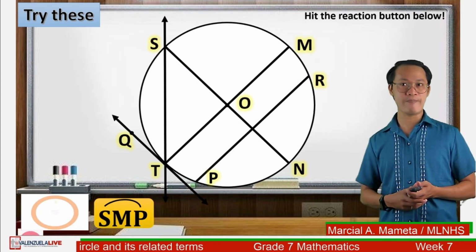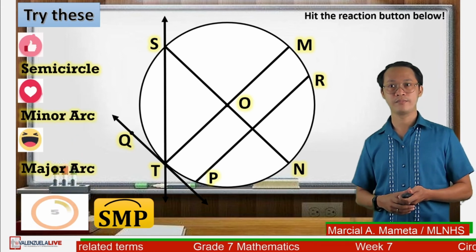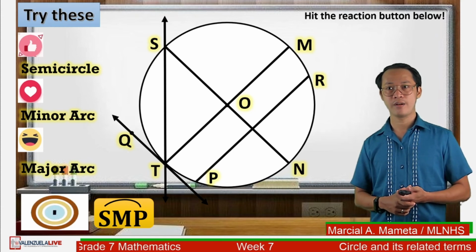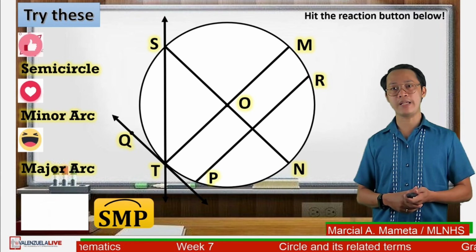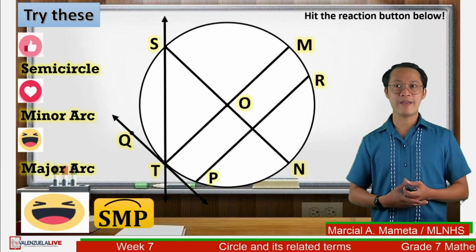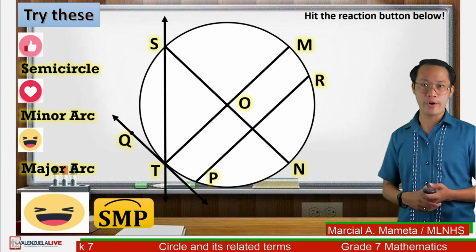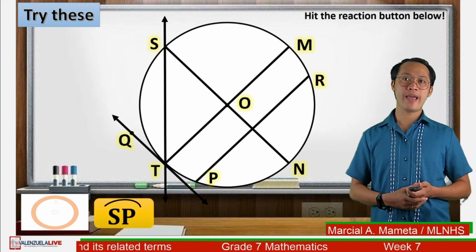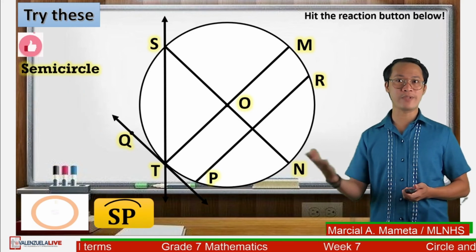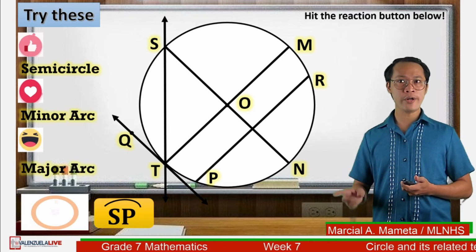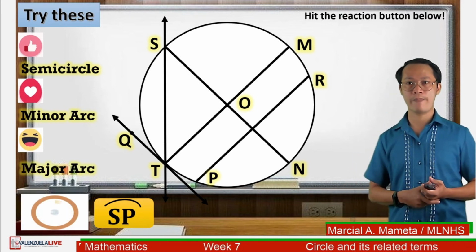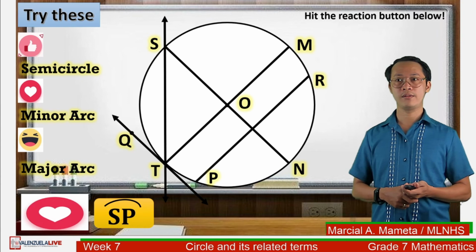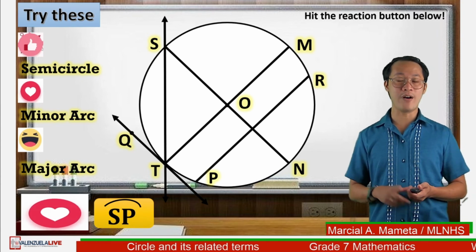Another one, arc SMP. 5 seconds. Arc SMP is an example of major arc. Good job. And then the last one, arc SP. Arc SP is an example of semicircle, minor arc, or major arc. 5 seconds. The answer is arc SP. It is an example of a minor arc.